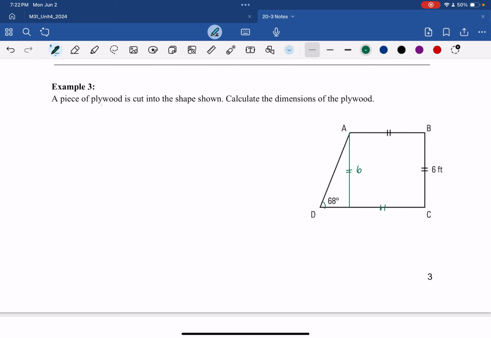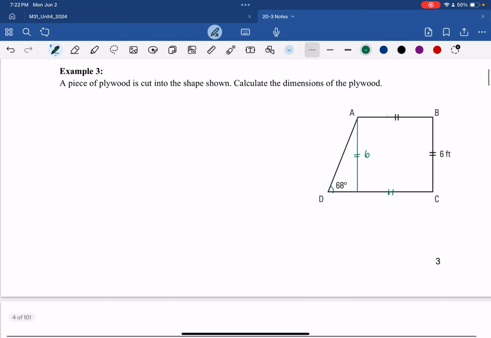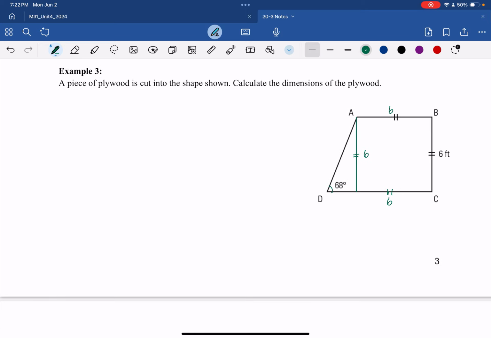This question is asking us to calculate the dimensions of the plywood. So I know that each piece of this square is 6, but I'm going to need to figure out what is this side length as well as what is this side length. The nice thing here is that I have an angle and my opposite side to that angle already, so I can use my trig ratios. If I'm looking from this 68, this goes across. This is my opposite side.